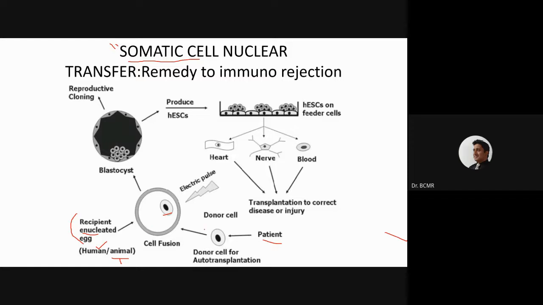And now we put in the nucleus from a donor cell, which would be diploid, 2n, and you give an electric shock, and there are other conditions, using strontium chloride and other things, that can help activate this zygote.